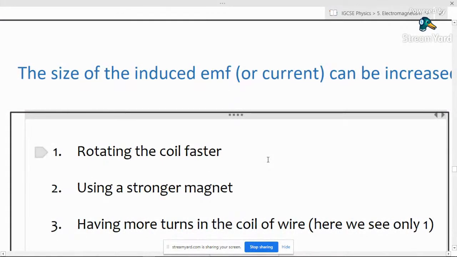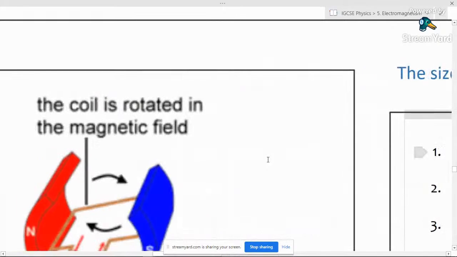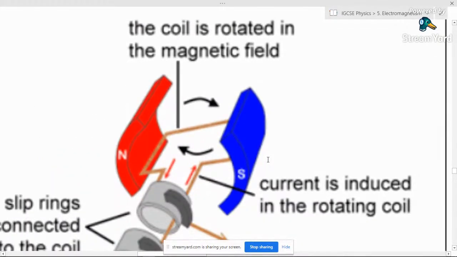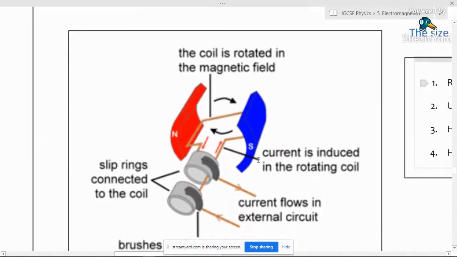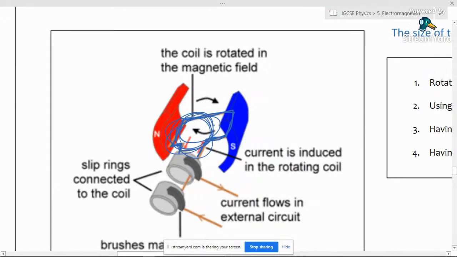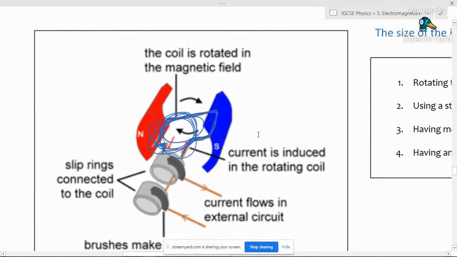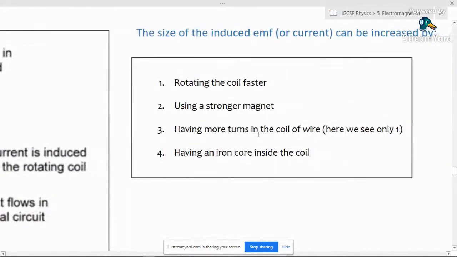You could have more turns of coil in the wire. For example, all the ones that we've looked at so far, like this example as well, we just have, basically, one piece of wire as the coil. But really, you would have, like I said before, hundreds, if not thousands of coils of wire going around and around. Basically, every time you double the number of turns of wire, you're doubling the induced EMF.